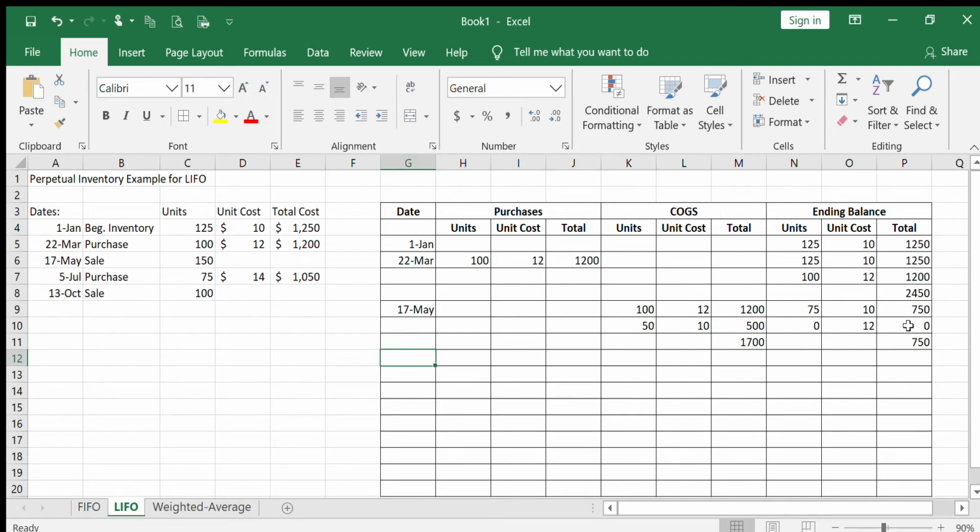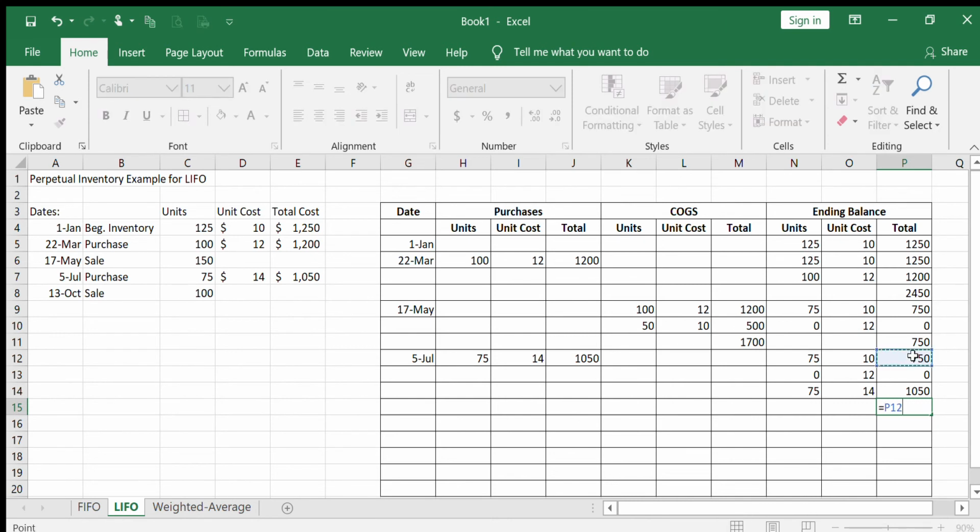Next we have a purchase on July 5th. We're buying 75 units at $14, which will give us a total of $1,050. So we're going to update our inventory. We have 75 units from our beginning inventory at $10, and our total is $750. We have 0 from our first purchase, since we've used all those up. And now we have 75 more that we are just now buying, which gives us $1,050. When we add those all up together, that will give us a total inventory of $1,800.